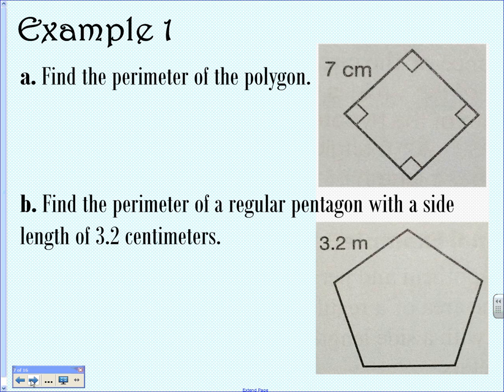Okay, so we want to first find the perimeter of these regular polygons. If you can't do the first one, it's a regular polygon. So what does that mean about all the sides? So what is the perimeter? 28 centimeters? Okay. What about the perimeter of a regular pentagon with side length of 3.2? 16 meters? Y'all see how that works?